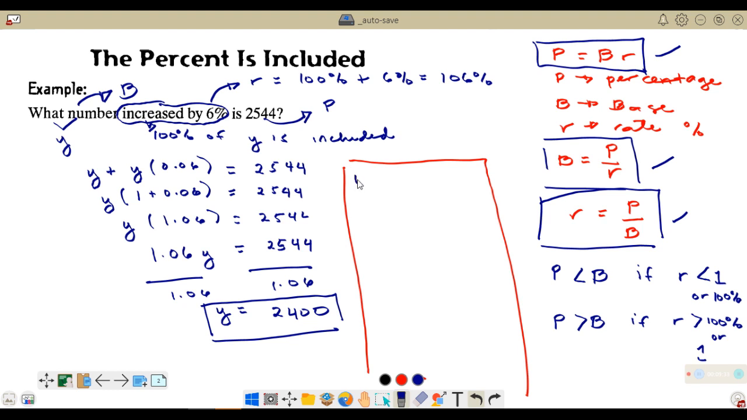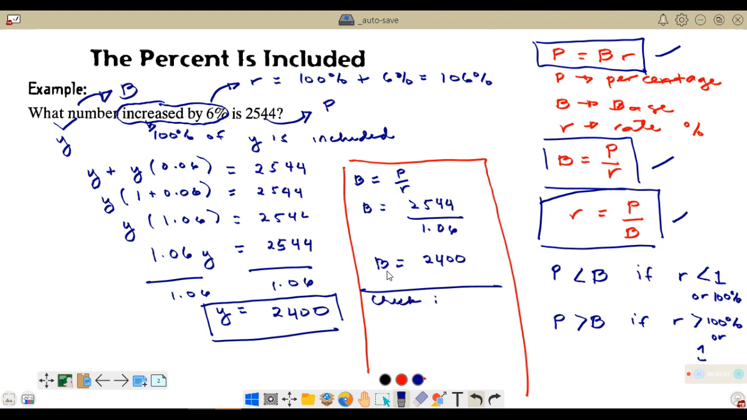So here, we are going to make use of B is equal to P over R. We know that P is 2,544. So 2,544 divided by our rate, which is 106% or 1.06. Your B will of course be equal to 2,400.